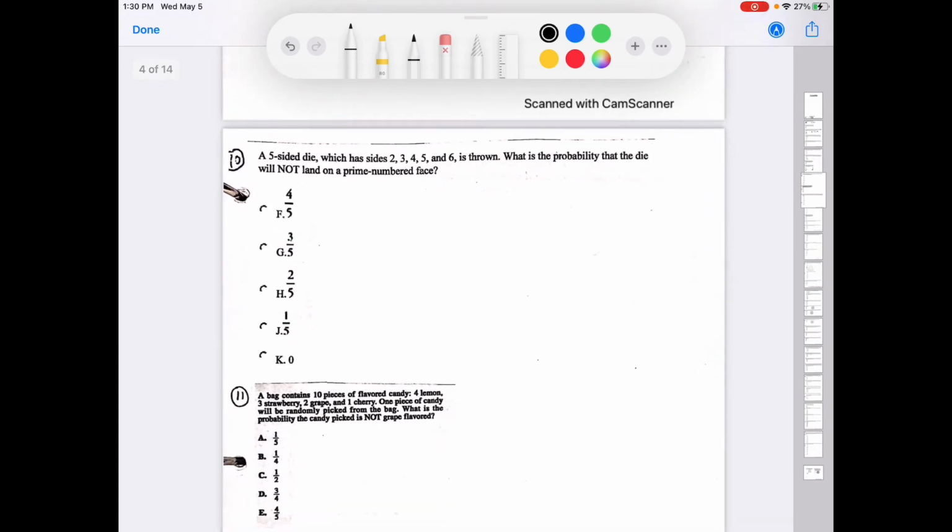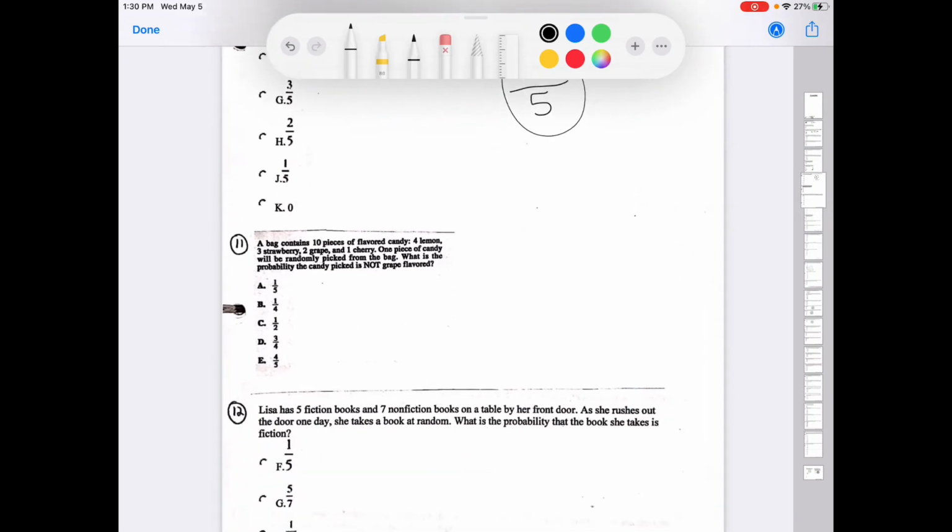Number 10, your prime numbers are numbers that are divisible only by 1 and themselves. So my prime numbers in this list, 2 is prime, 3 is prime, and 5 is prime. So what's the probability that the die will not land on a prime numbered face? So there are a total of 5 sides. And how many of those numbers are not prime? It's only 2, 2/5.